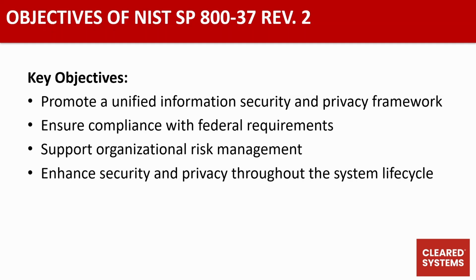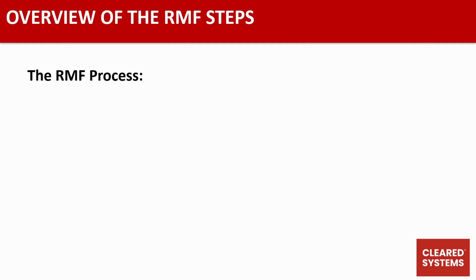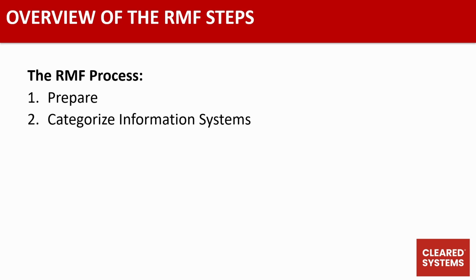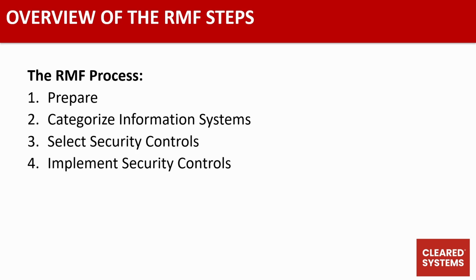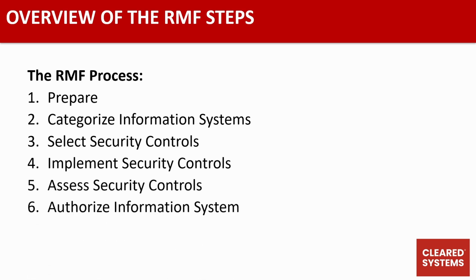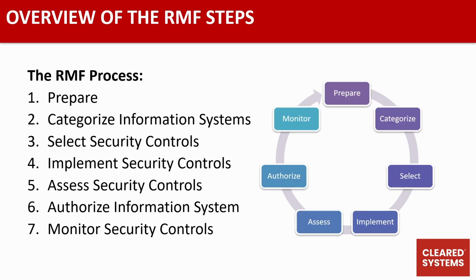So, what are some of the RMF steps? The first is to prepare. Next, categorize information systems. Select security controls, implement security controls, assess security controls, authorize information system, and monitor security controls, which looks all like this. Now, a big emphasis is on monitoring and continuous monitoring. In the next few slides, we'll break down each of these steps.